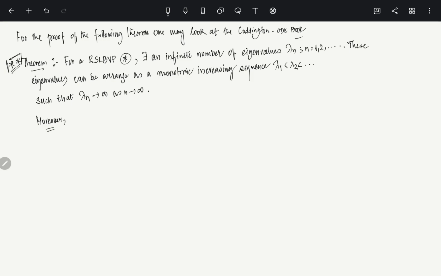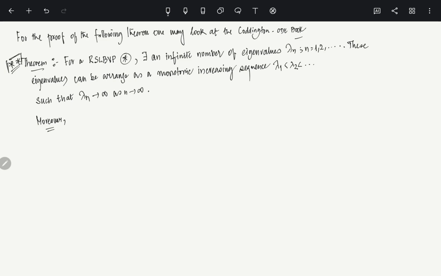So first of all, you have an infinite sequence of eigenvalues, and of course corresponding to each lambda you also have an eigenfunction. Now, what are the properties of lambda n? You can arrange them in such a way that lambda n is a monotonically increasing sequence, and it goes to infinity as n tends to infinity. Moreover, you can say something about the zeros.